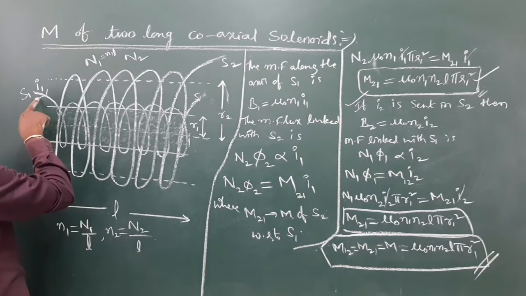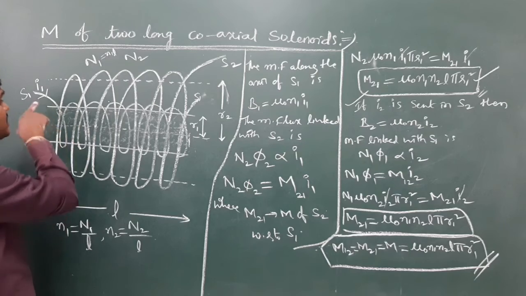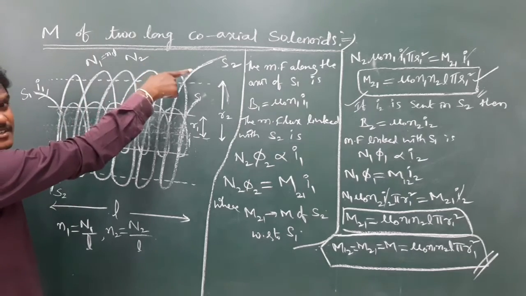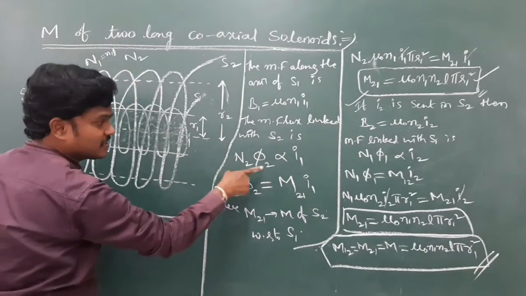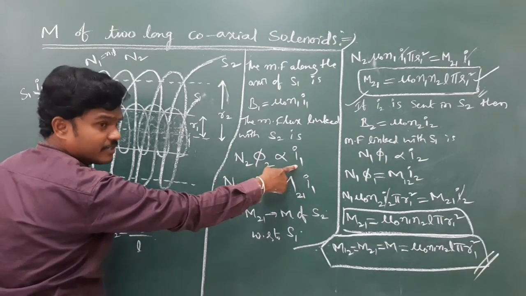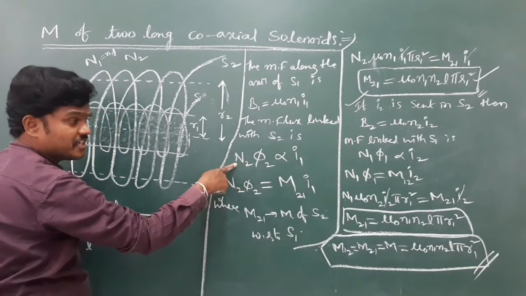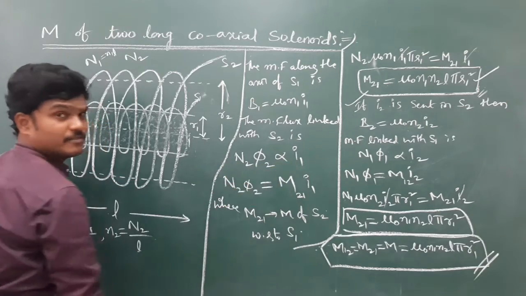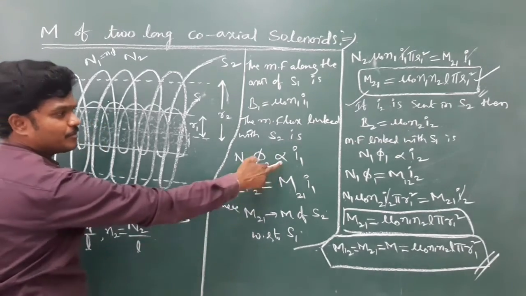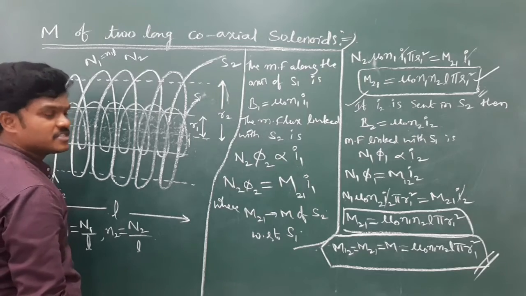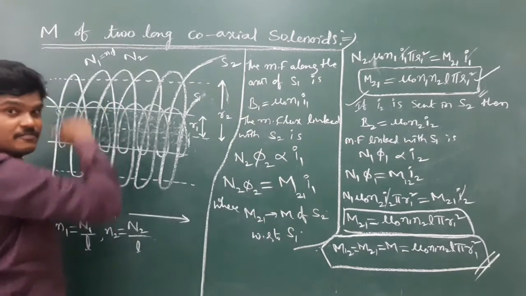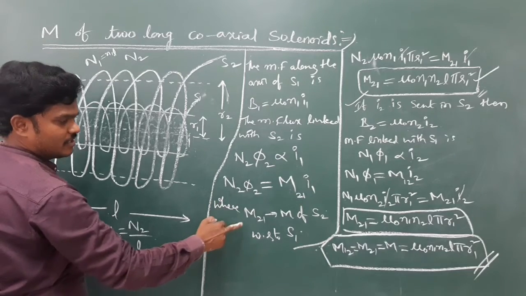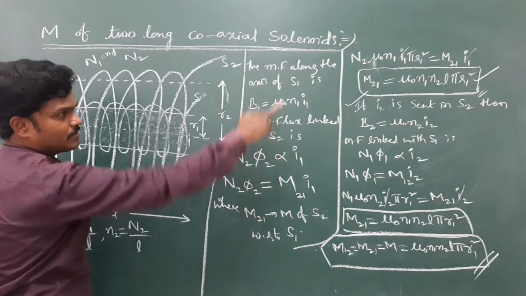First I am sending current I1 in S1. This current is proportional to the flux in the second solenoid. The flux in the second solenoid is proportional to I1. If N2 turns are there, N2 phi 2 is proportional to I1. Remove the proportionality and introduce a constant name: the mutual inductance of the second solenoid with respect to the first solenoid. So I got M21.